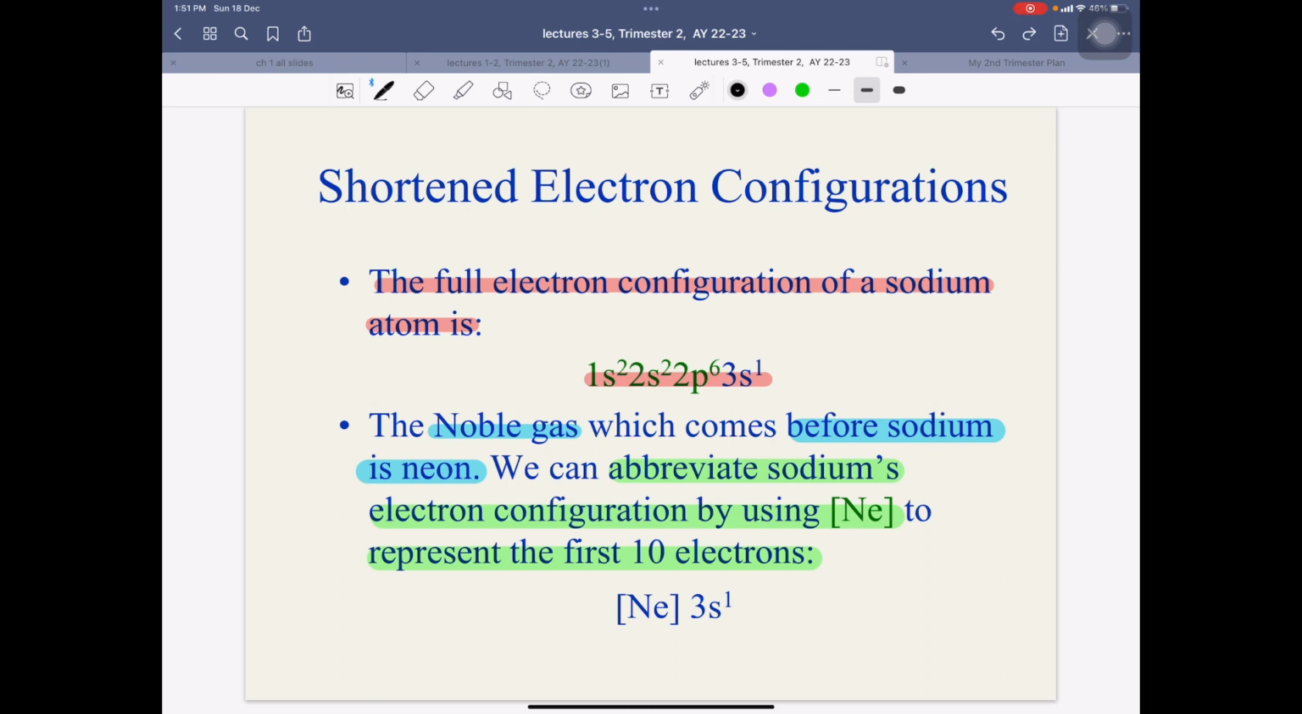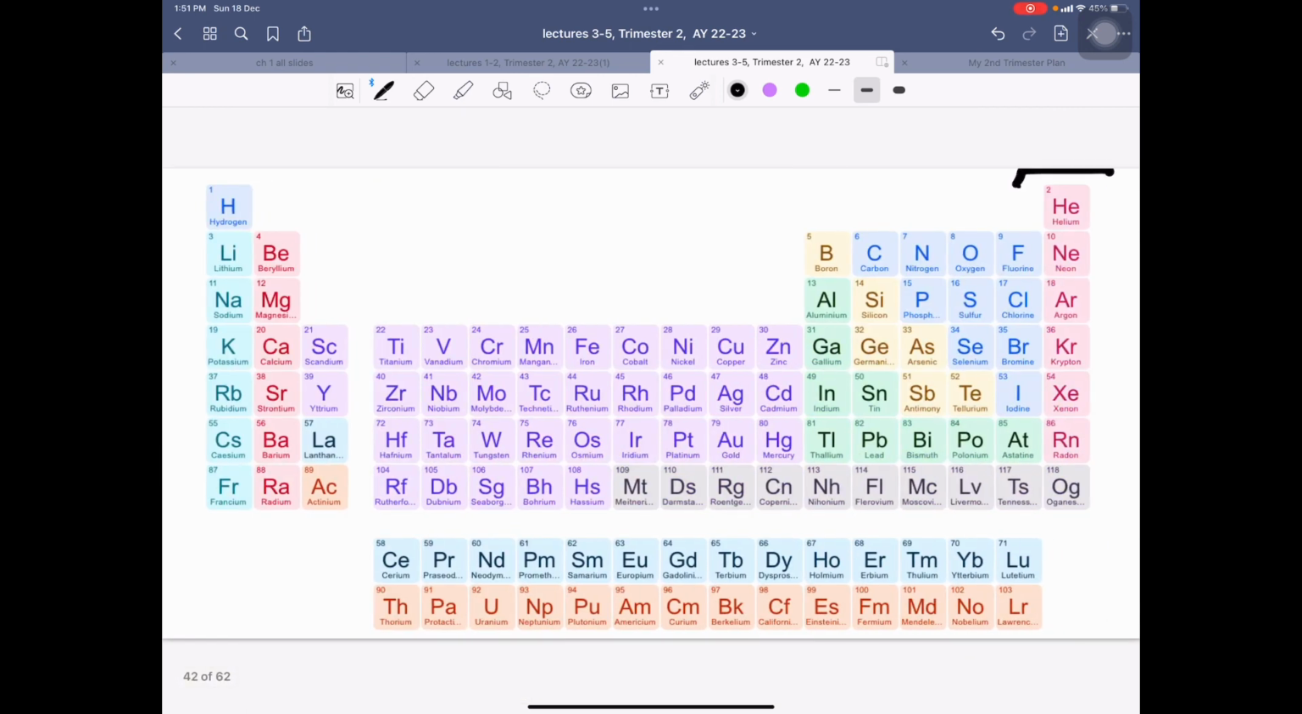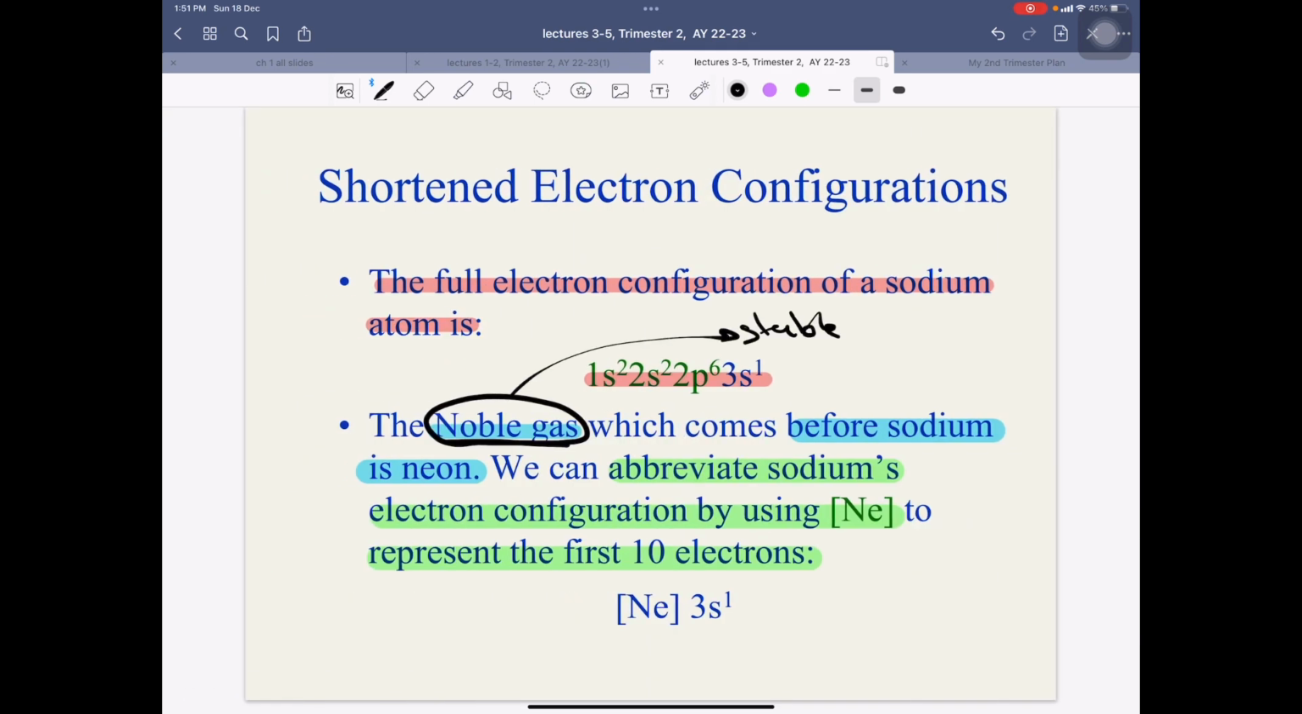What is shortened electron configuration? Shortened electron configuration is a configuration where we use the noble gas to shorten the configuration itself. So instead of writing the full configuration of an exact element, I can just put the noble gas along with completing the configuration for the element I need. Okay, that's a lot of talk. What's the gist? The noble gas. What are the noble gases? Those are the noble gases. Why did we take them as a rule? Because those noble gases have stable, completely filled orbitals. When I have a stable completely filled orbital, I can use it to shorten the configuration. For example, we can abbreviate sodium's electron configuration by using neon to represent the first 10 electrons.